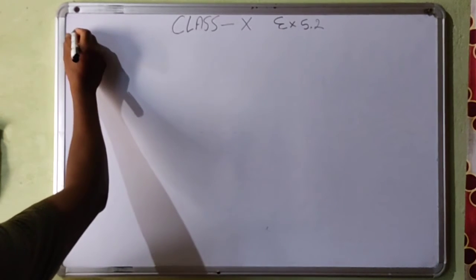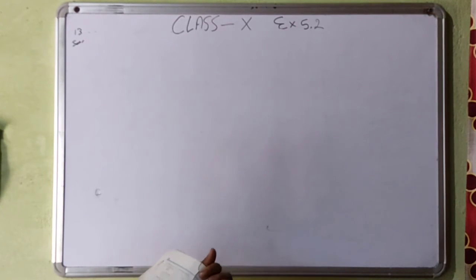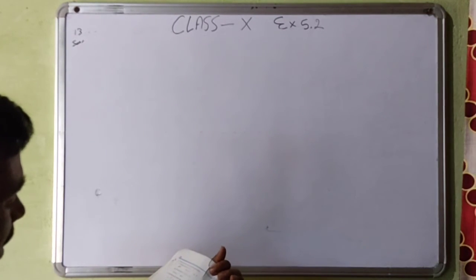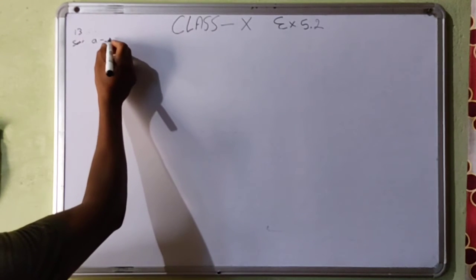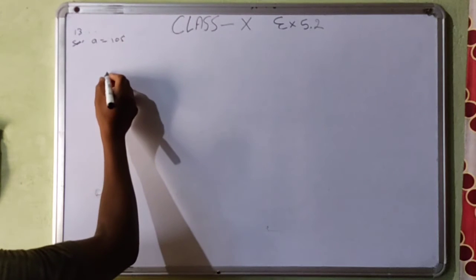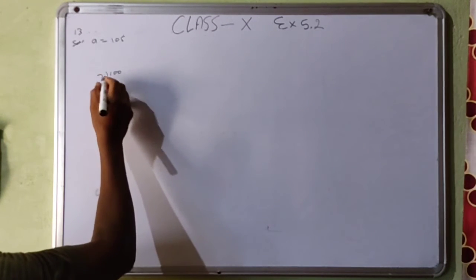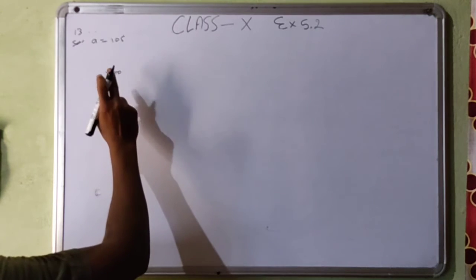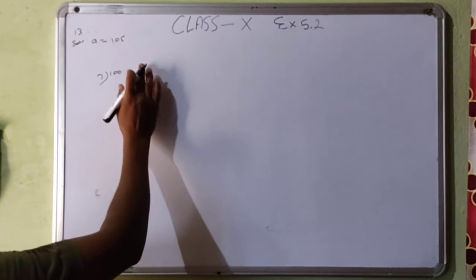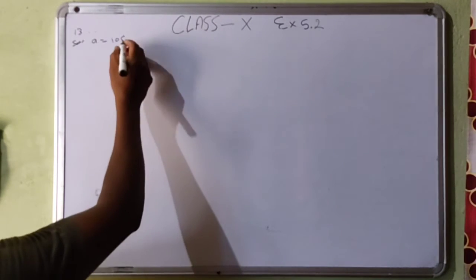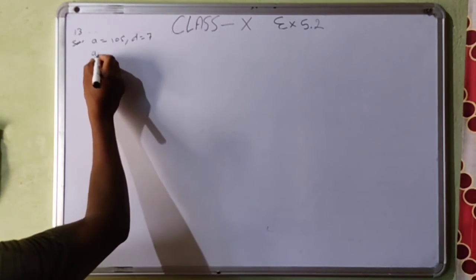Now question number 13: how many 3-digit numbers are divisible by 7? The first number will be A is equal to 105, because you know that 100 is the first 3-digit number, but it is not divisible by 7. 101 also not, 102 also not, 103 also not, 104 also not. 105 is the first number which is divisible by 7. So D is equal to 7.